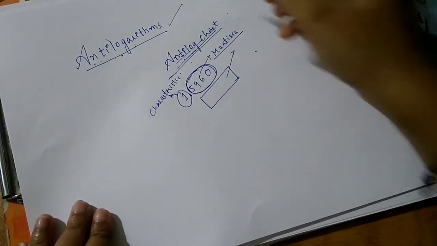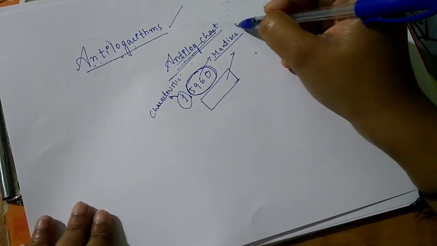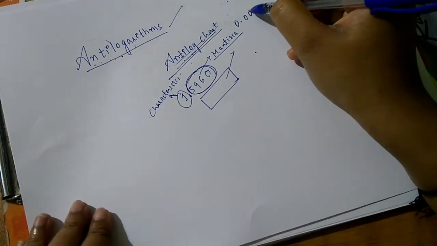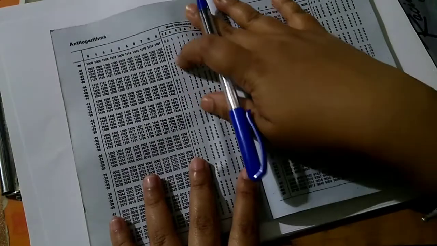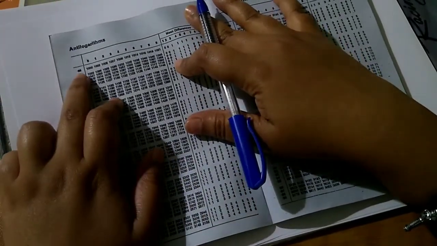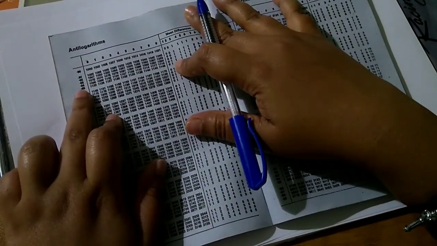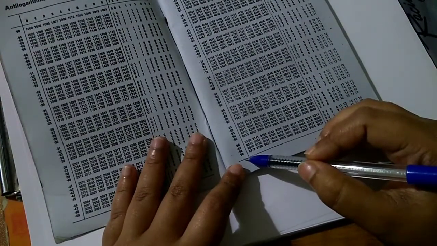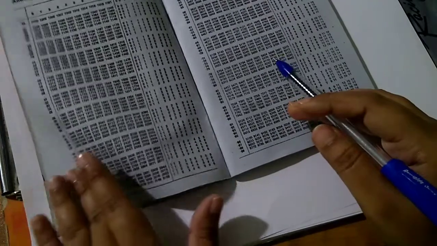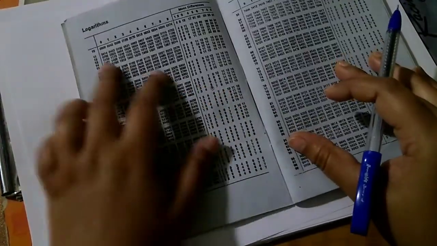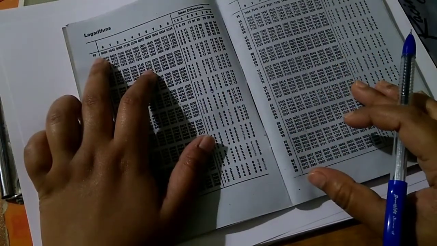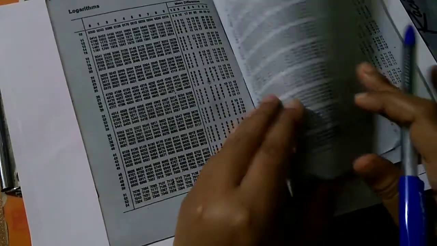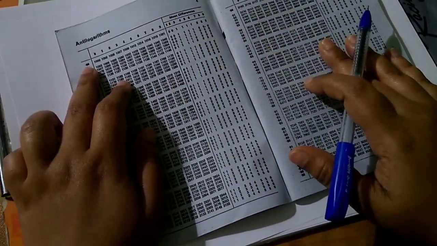Because your antilog chart, if you see the table, starts from 0.00. So I have shown it here. This is your antilog chart. It starts from 0.00, 0.01, 0.02, up to 0.99. Whereas in the log table the values started from 10 till 99. So the antilog table starts from 0.00.